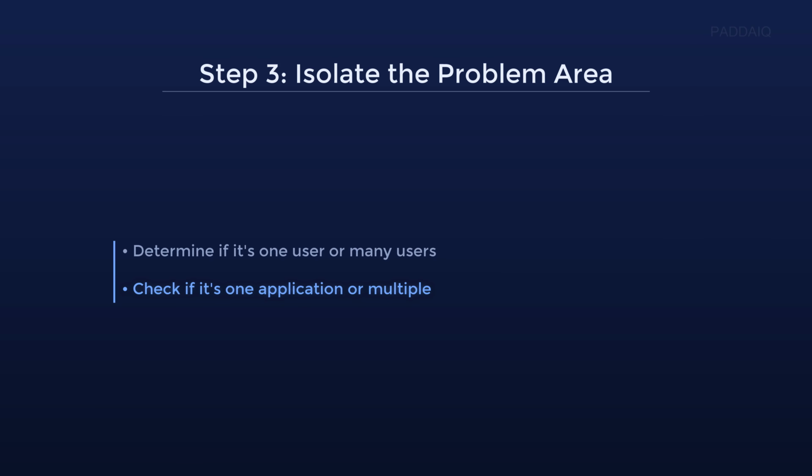Check if it is one application or multiple. This means determining whether the issue is confined to a single app or affects several. For example, if only your travel booking app is slow, but others are fine, the problem is isolated. Pinpointing this scope saves significant troubleshooting time and effort.